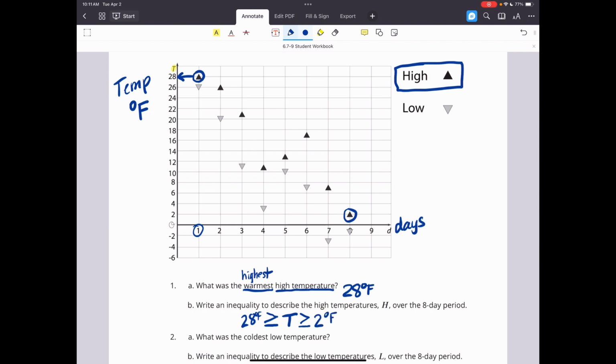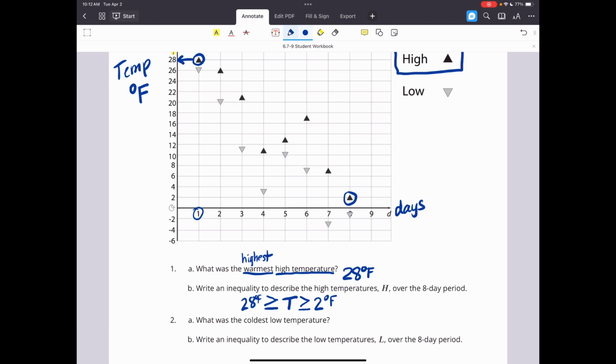So this is an inequality that has constraints on both sides. The highest temperature that it could have been was 28 degrees, and the lowest temperature was 2, and you've got the temperatures in the middle of that. But we also have to include the greater than or equal to, so that line underneath, in our inequality, because one of the days was 28 degrees and one of the days was 2 degrees.